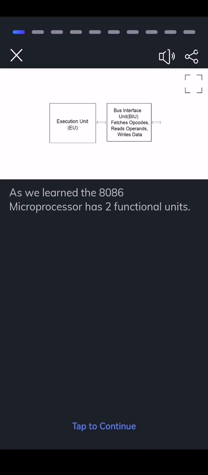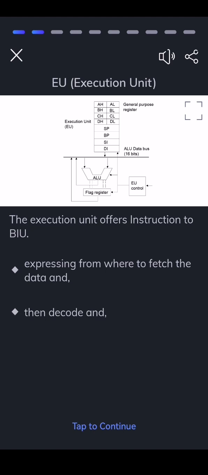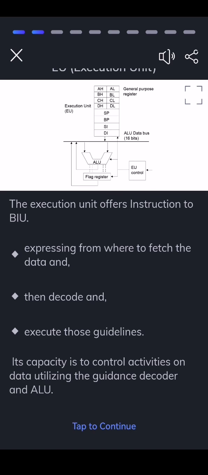As we learned, the 8086 microprocessor has two functional units: EU, the execution unit, and BU, the bus interface unit. Let's dig a bit deeper into it. The execution unit gives instructions to BU, expressing from where to fetch the data, and then decodes and executes those instructions. Its function is to control operations on data using the instruction decoder and ALU.